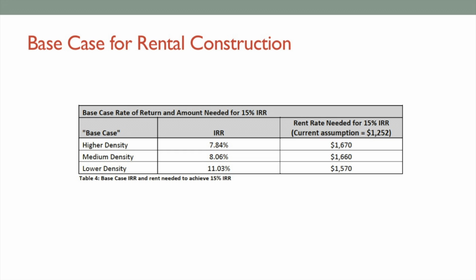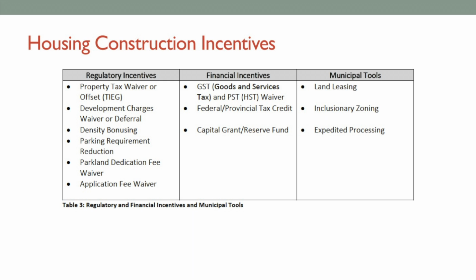I also like using the student example because a lot of material is proprietary, and they ask you to scrub it down and not provide you with the numbers. This was okay. York Region's okay with this being out there. So they looked at a variety of incentives: regulatory incentives, financial incentives, municipal tools, and they plugged them into the pro forma to see how much it would take to bring up to these desired return rates. And again, these are density bonuses, TEAGs, which are property tax offsets.